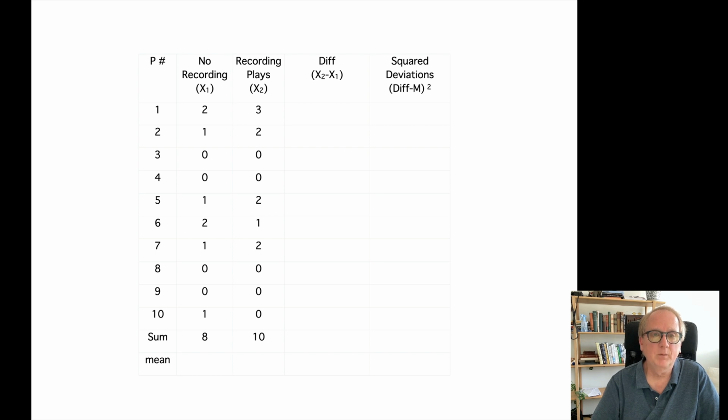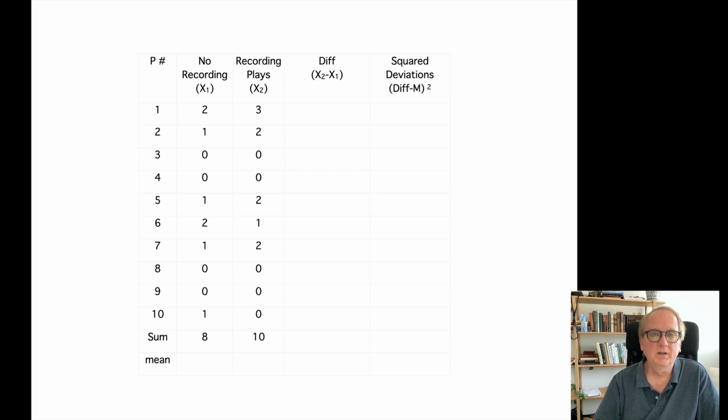the study. When they were listening to no recording, I call that X1. And then when the recording was playing, that's their X2. So I have the number of yawns for X1, the number of yawns for X2. And I find that for all 10 people. And then you can see I can sum up down at the bottom, and they could therefore figure out what the mean is for each of those two, for X1 and X2.